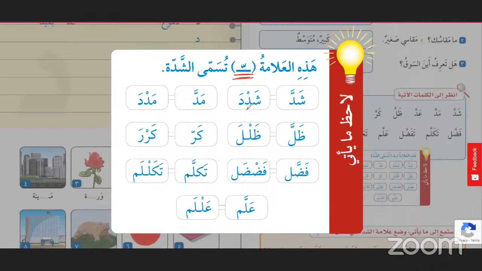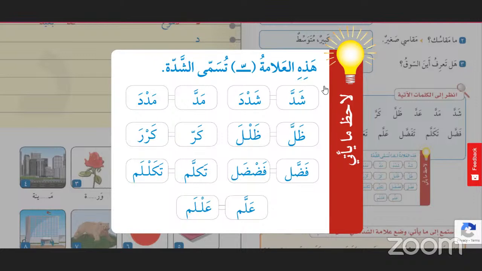Shadda: the first dal is going to have a sukoon, and then you're going to put a fatha on the second dal. Madda, mad, sukoon, dal with a fatha. Walla, wal, la. Karra, kar, ra. Faddal, faddal. Takallam, takallam. Allam, allam. Easy.